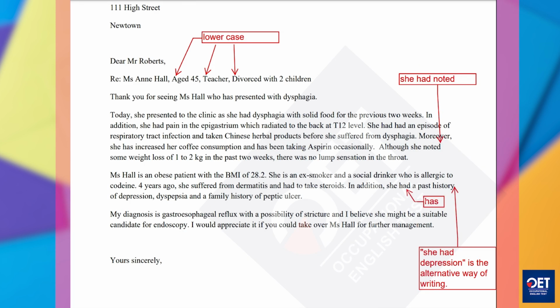This is a letter written by one of my students. Have a look. Dear Mr. Robert, fine, the comma is here, so no mistake. In the subject, there is a mistake. Miss Annie Hall, correct?